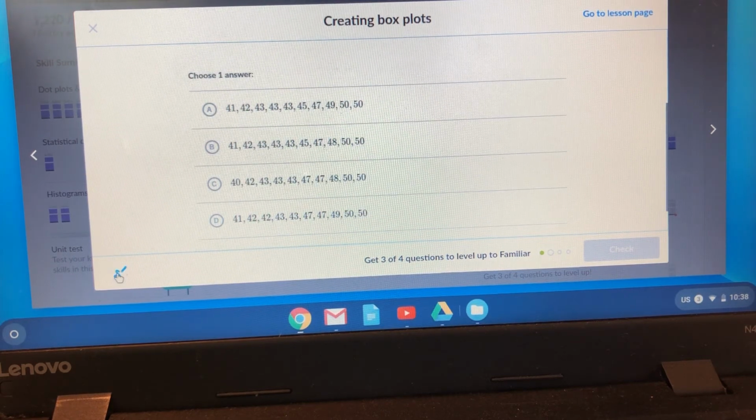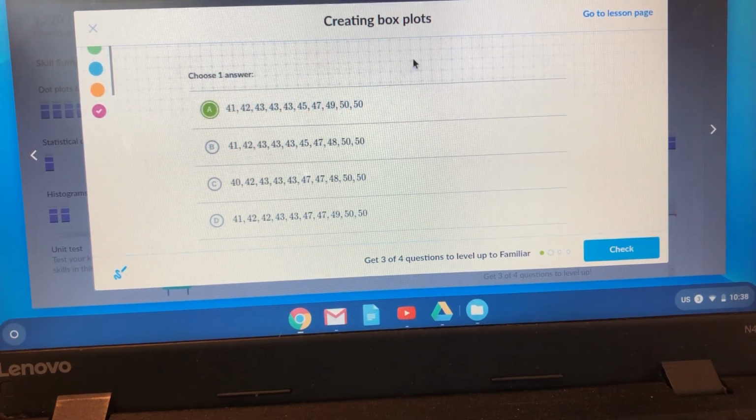And unfortunately, this will not work for these for whatever reason. Khan has it set up where you can't cross them out. It highlights and then it chooses an answer for you. So don't even bother clicking on that. It's super annoying. Just ignore it.